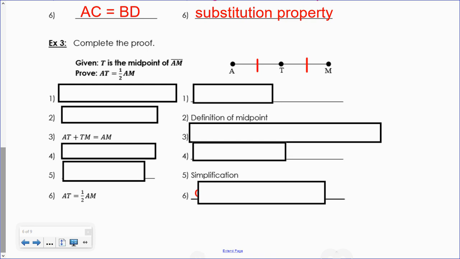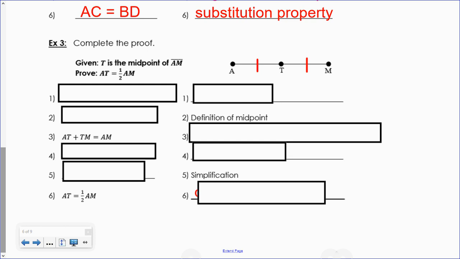Okay, let's take a look at this one right here. This is going to be our last fill in the blank proof, and then the ones on following pages are from scratch. Alright, so this one says, given T is the midpoint of AM. When you just see that, how can you put that into the picture? You know these are equal, right? We know in our head why. It's the definition of midpoint, right?